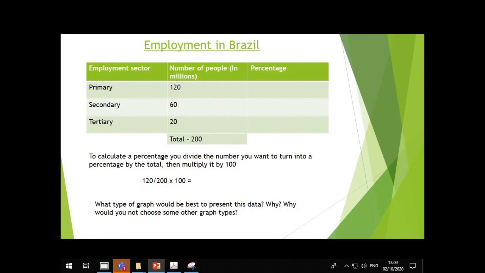So what type of graph would be best to represent this data? Why would you not choose some other graphs? The best graph to use for this data would be a pie chart. When referring to percentages, you like to see 100 as a whole percentage. In a pie chart, you can clearly see what will be taking up more of a percentage, more of a slice of pie, pardon the pun. So, you should have worked out our percentages as 60, 30 and 10.